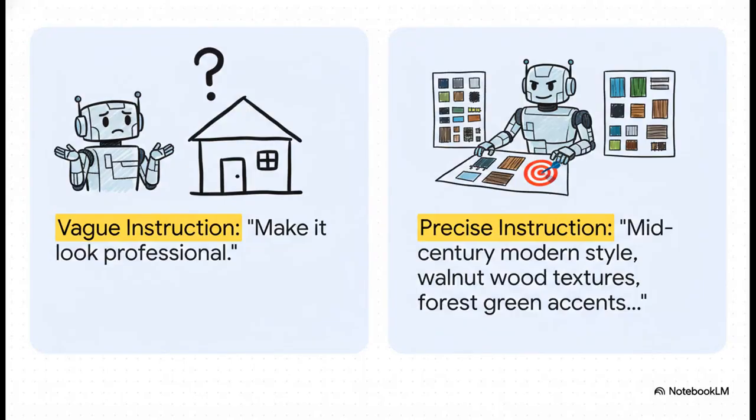And this right here just nails the difference. Look, telling an AI to make it professional is like telling an interior designer, hey, just make me a nice house. What does that even mean? The AI is just guessing. But giving it precise instructions with YAML, that's like handing that same designer a complete mood board. We're talking specific textures, colors, the whole vibe. Now the AI isn't guessing anymore. It's executing your vision perfectly.